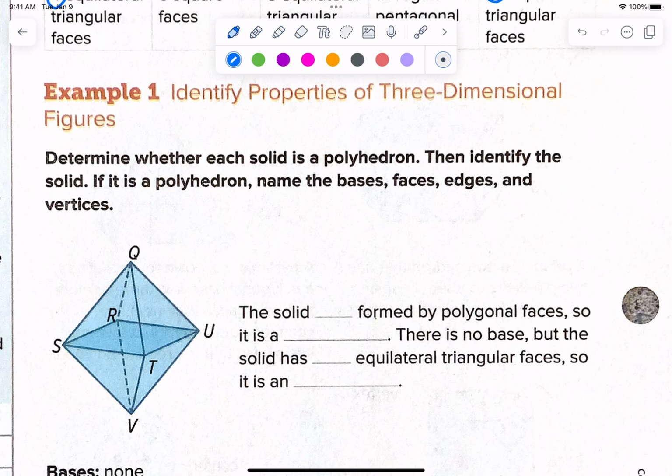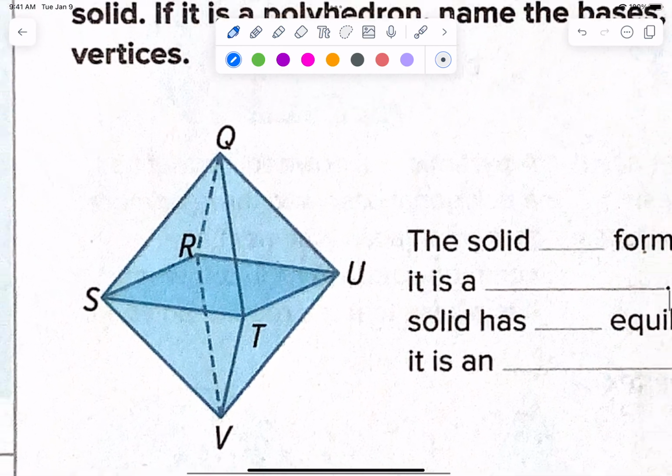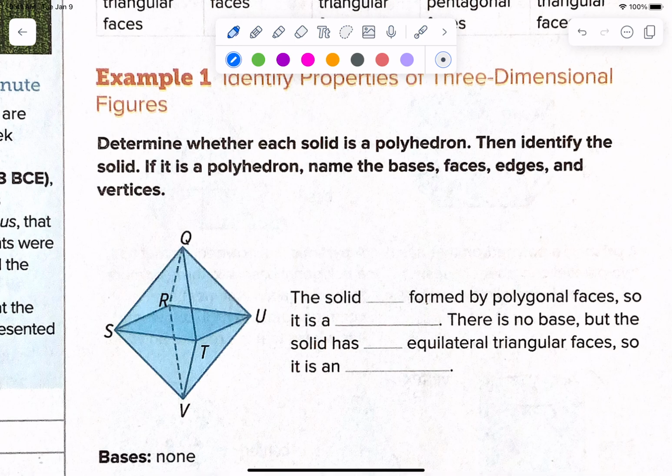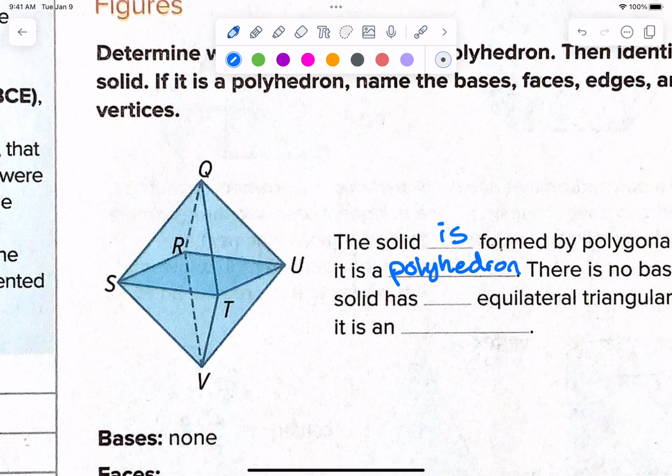Moving on. Example 1. Here we go. Whew, this is going to be kind of a little bit of a long example, and you're going to moan and groan for the second part, but I'm going to make it easier on you. Okay? Are we ready? Identify the solid. If it's a polyhedron, name the bases, faces, edges, vertices. The solid is formed by polygonal faces, so it is a polyhedron. This is a polyhedron. There is no base, right? It has no base that it sits on, okay?